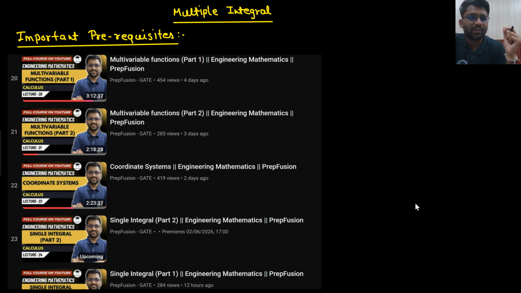So today we are going to start multiple integrals. We started with multivariable functions, understanding the meaning of multivariable functions and how to plot them. Then we studied the coordinate system, which was very important, and then we studied single integral. After that we are starting multiple integrals. Now this is a very easy topic. Usually aspirants would find it tougher because they don't have good enough prerequisites.